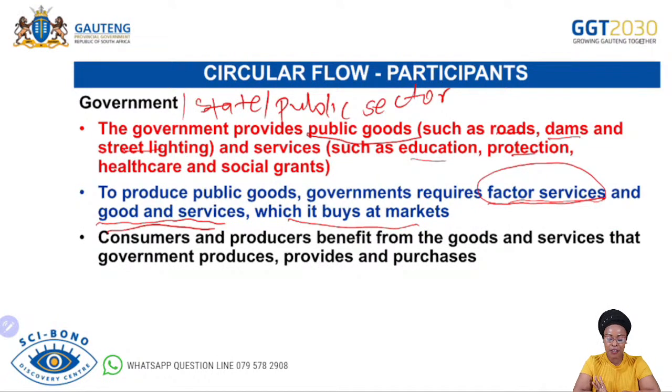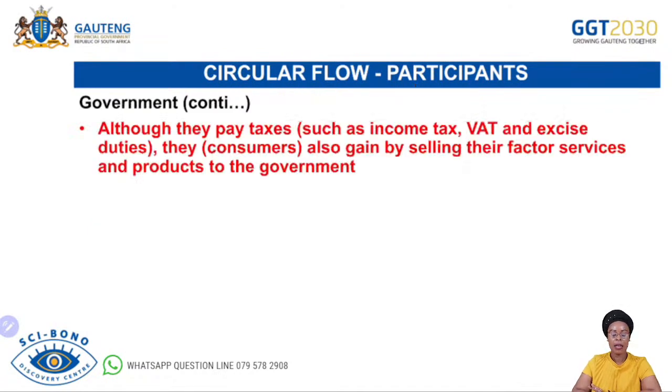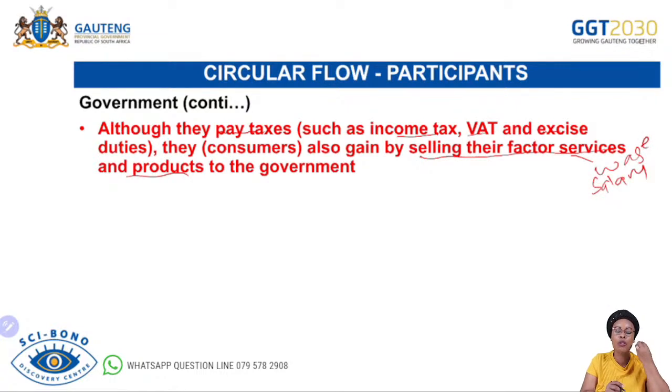Consumers and producers benefit from the goods and services that government produces or provides or purchases. Although households and businesses pay taxes, there are different types of taxes. It can be income tax, VAT, excise duty, etc. Consumers also gain by selling their factor services and products to the government. I gain because I will receive a wage or a salary. Businesses gain because when they sell their products to the government, businesses will make what? Businesses will make profit.